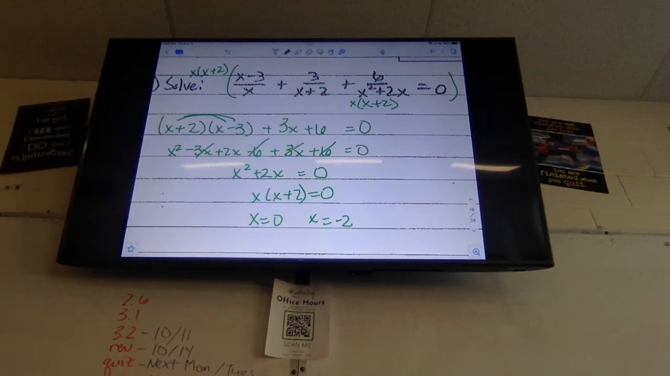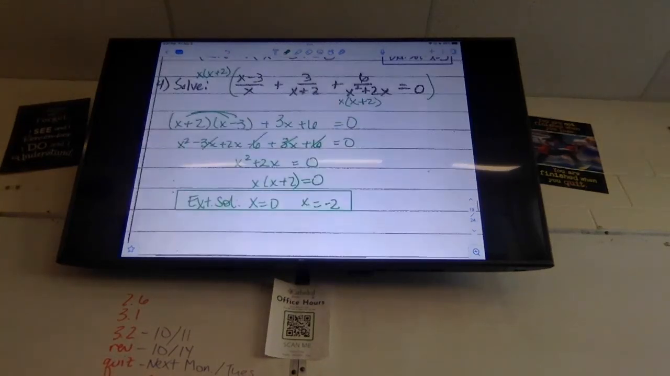They're both extraneous. So in this case, I found answers, but they're both extraneous. We call this no solution. There's no real number that actually works to plug in. So those are my extraneous solutions. Technically, there is no solution here.